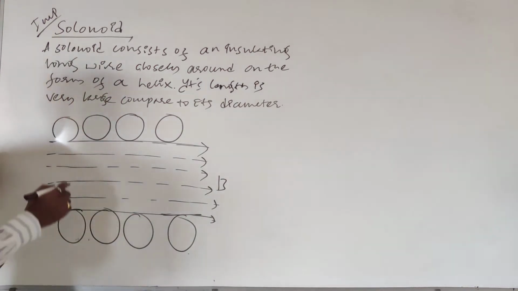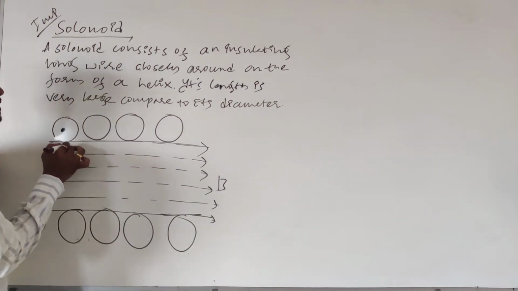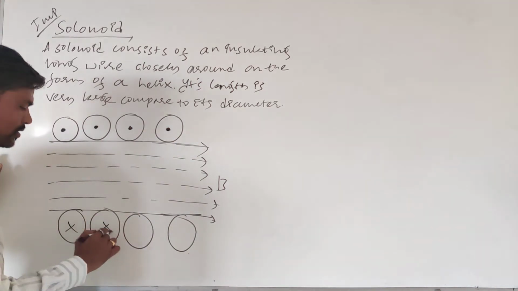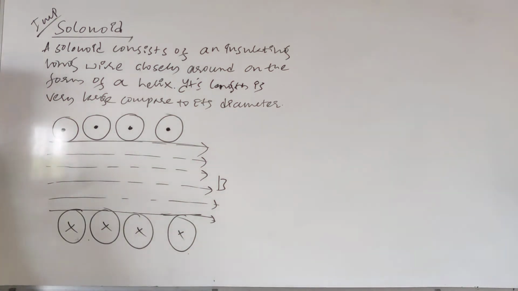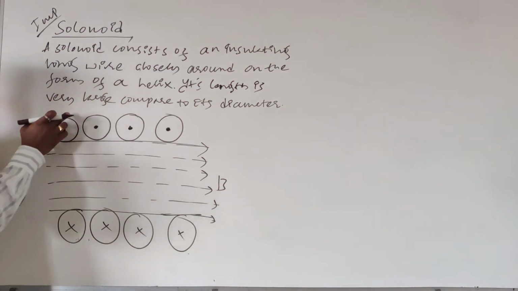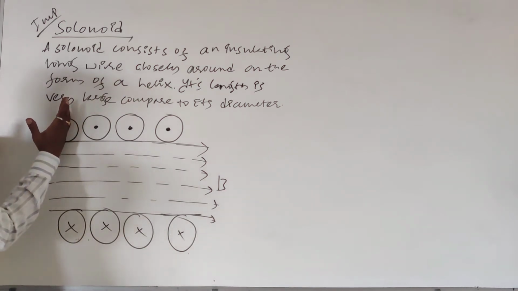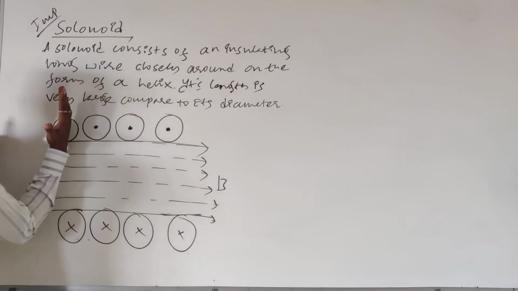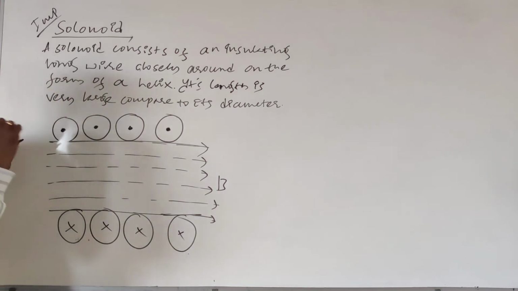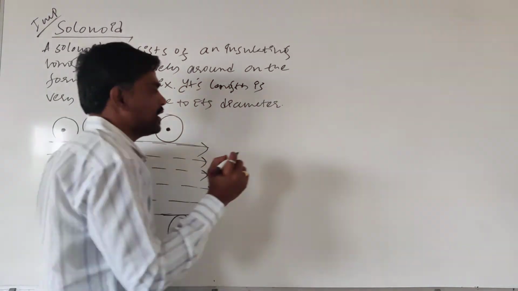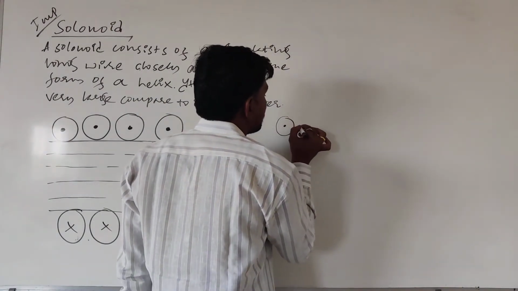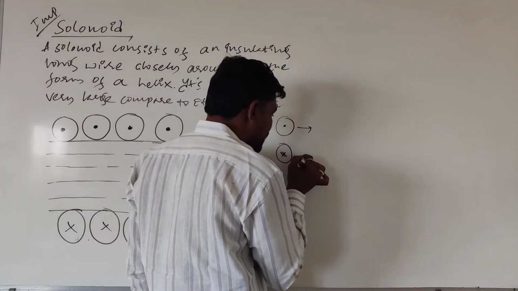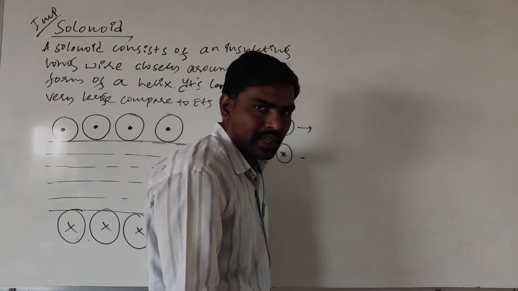The current direction is, see here, dot in a circle. This is cross in a circle. See here, dot in a circle means that it is coming outside. See, the direction is anti-clockwise. So we know, we have studied this. Here dot in a circle is outside, coming outside of the paper. Cross in a circle is going inside the paper.